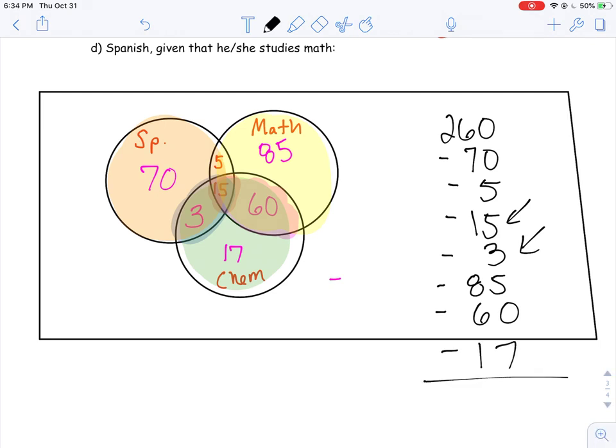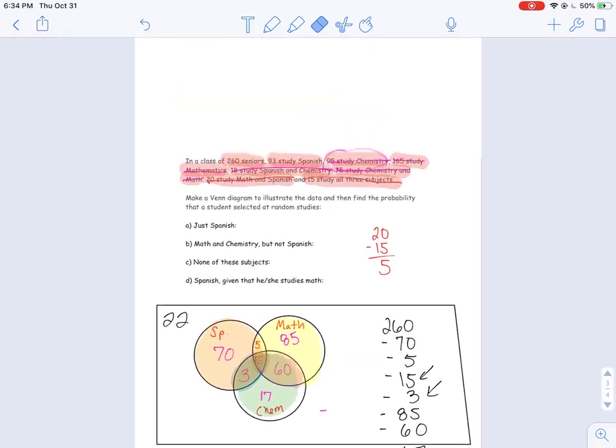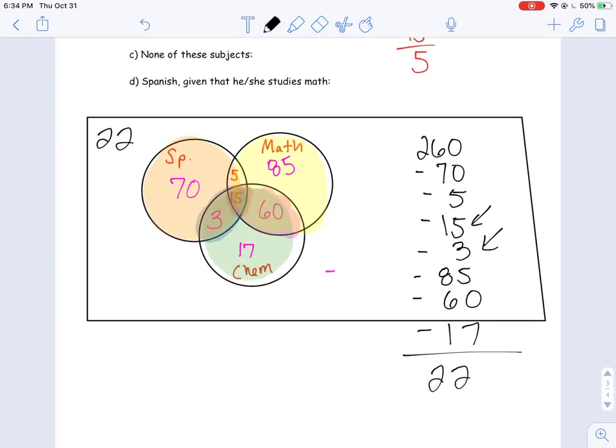So now I'm going to plug this in, 260 minus 70 minus 5 minus 15 minus 3 minus 85 minus 60, and I get 22. That doesn't mean I did something wrong here. That means that I have 22 students who did not take any of these 3 subjects. So I can represent them outside. I can put them in any part of the box, really. I'm just going to put them right there. And I'm going to put a title here, class of 260 seniors. So I'll say class of seniors.